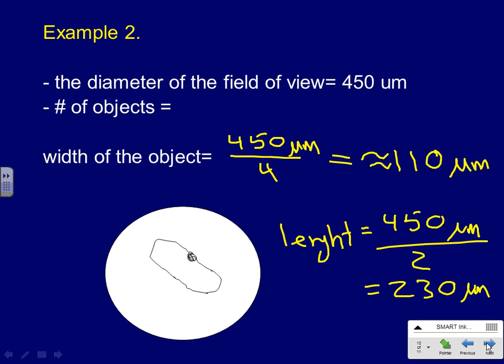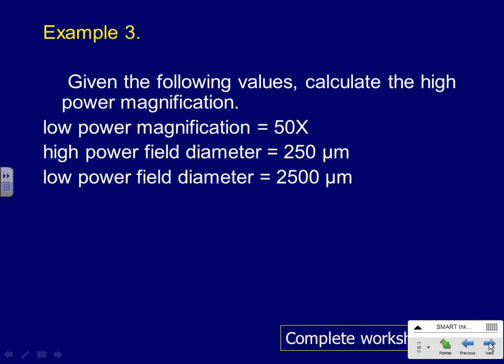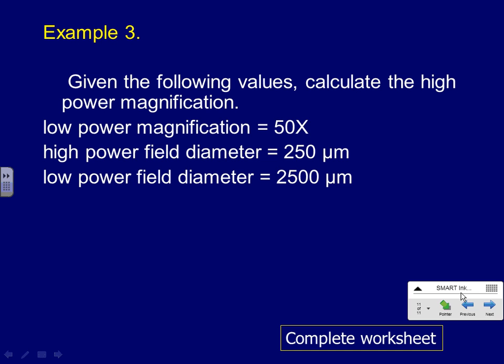Are we okay with this 2-step process? Figure out the field of view, then estimate the number across. Okay. I do have one more practice problem that kind of flips it on its head. What if we know the fields of view? Can we figure out a magnification? The answer is yes.